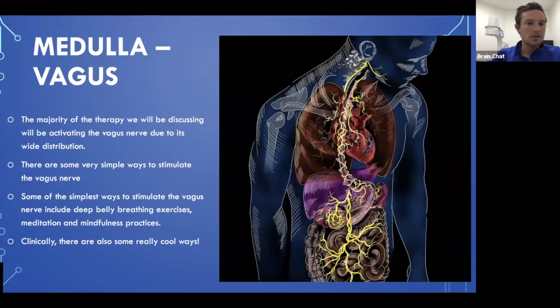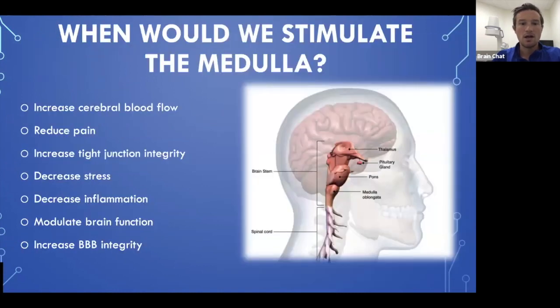There are some really simple ways to stimulate the vagus nerve, and some of the simplest ways include deep belly breathing exercises, meditation and mindfulness practices, but there's also some cool ways that you can do it clinically as well. And you don't have to have too many fancy tools to do that. Similar to the pons, you get increased cerebral blood flow when you stimulate the medulla. It can help increase tight junction integrity, and I've talked about that before.